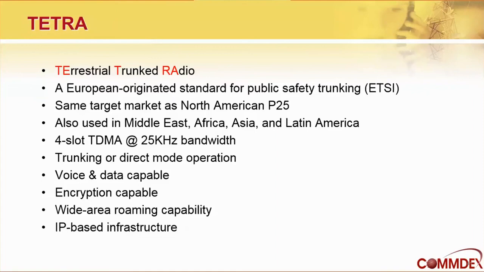The main thing that's different about it is it uses 4-slot TDMA, but in a 25 kilohertz bandwidth, which is why it's not being used in the US, because it requires 25 kilohertz bandwidth, and we're only allowing 12.5. It does it with 4 slots, so the effective bandwidth is still 6.25, but it wouldn't be allowed here because of its bandwidth. It can operate in trunking or direct mode, capable of voice and data, supports encryption, wide area roaming, and uses an IP infrastructure.